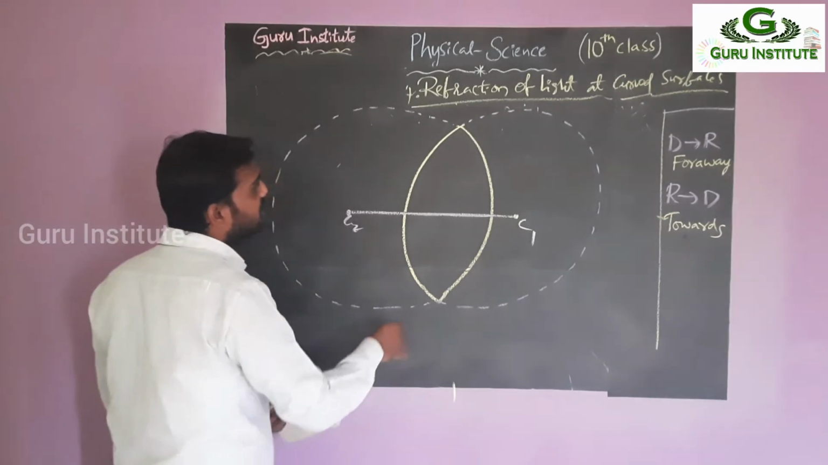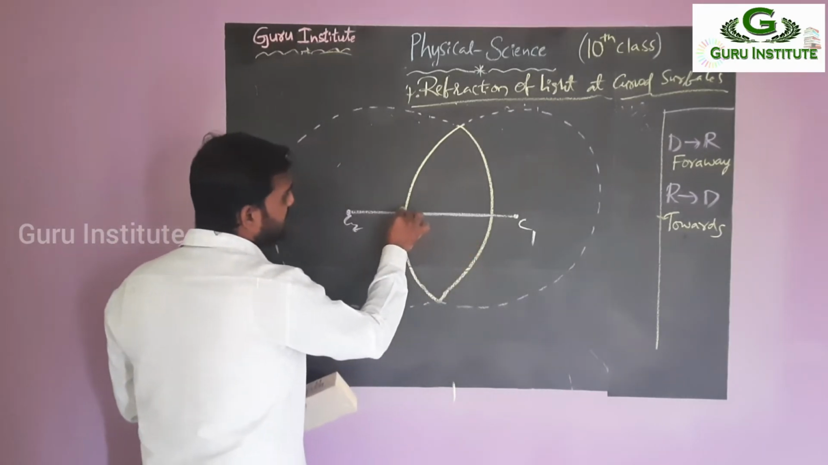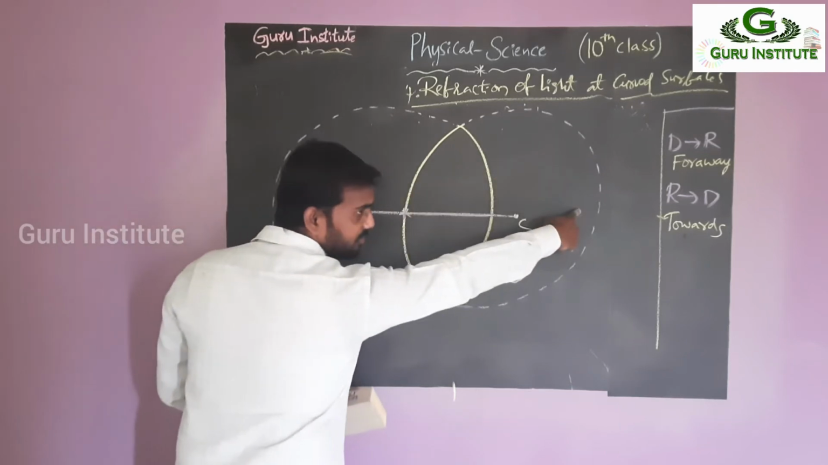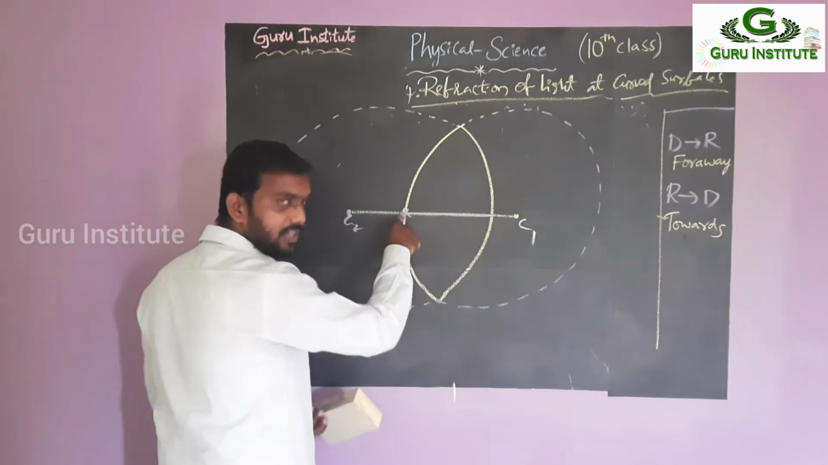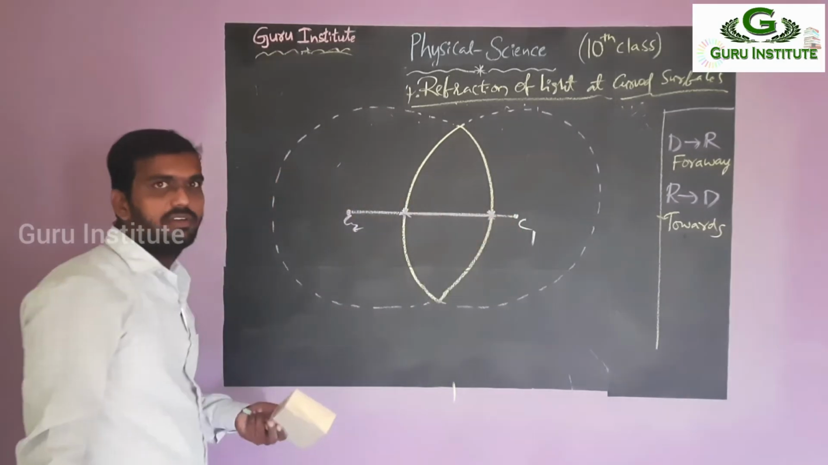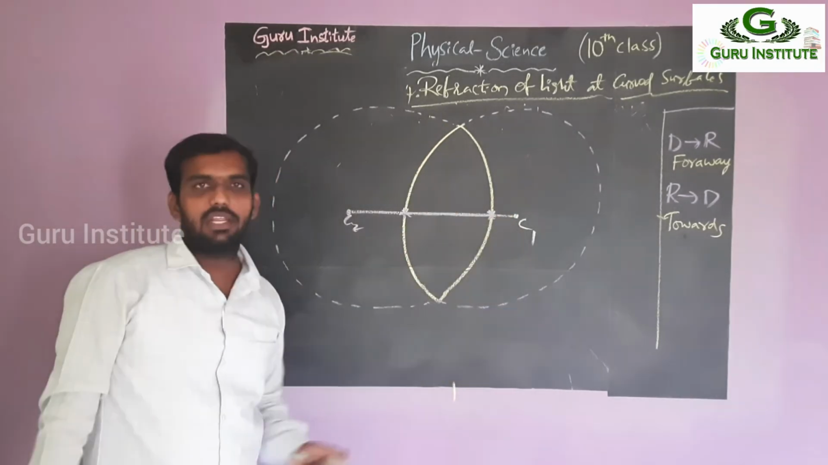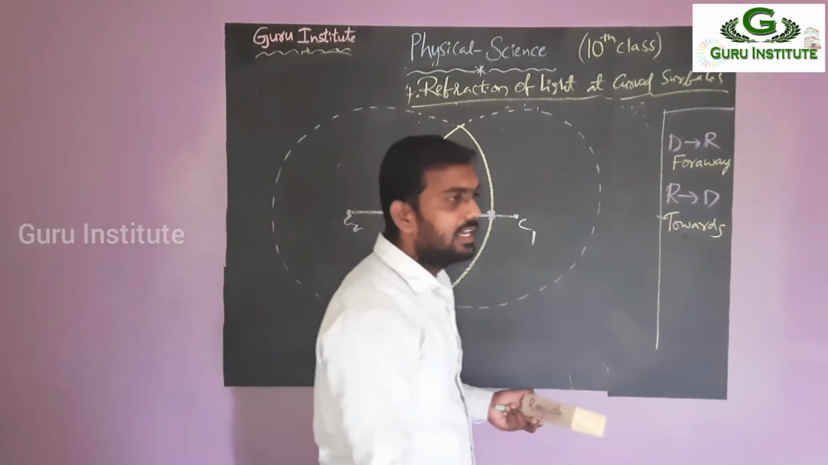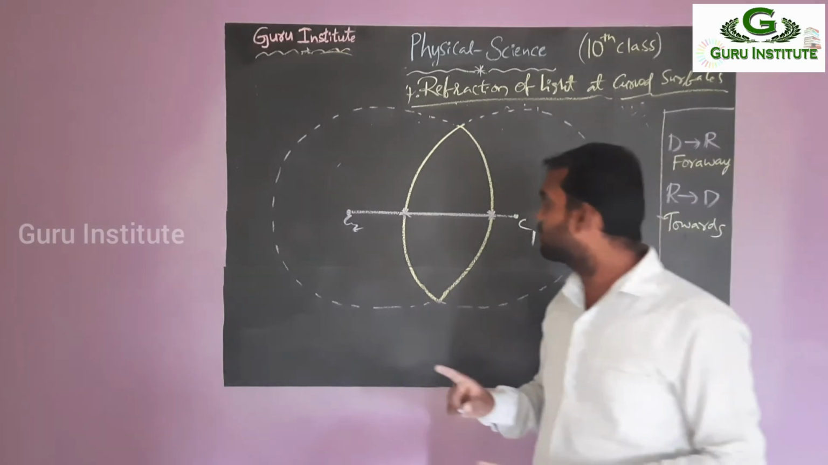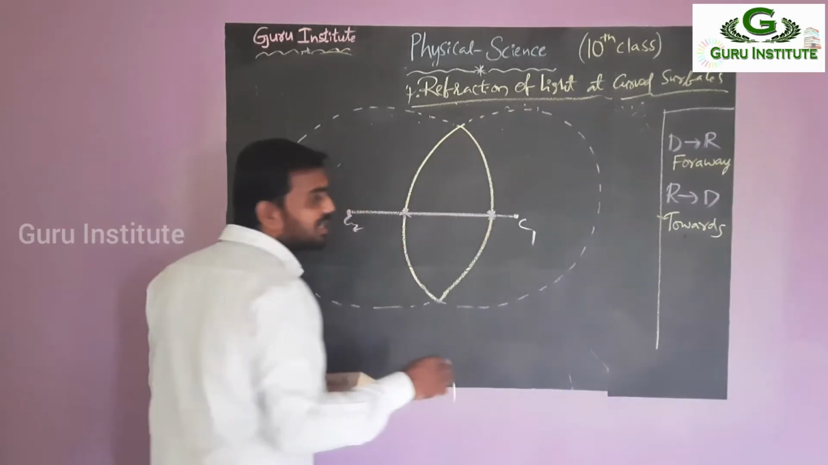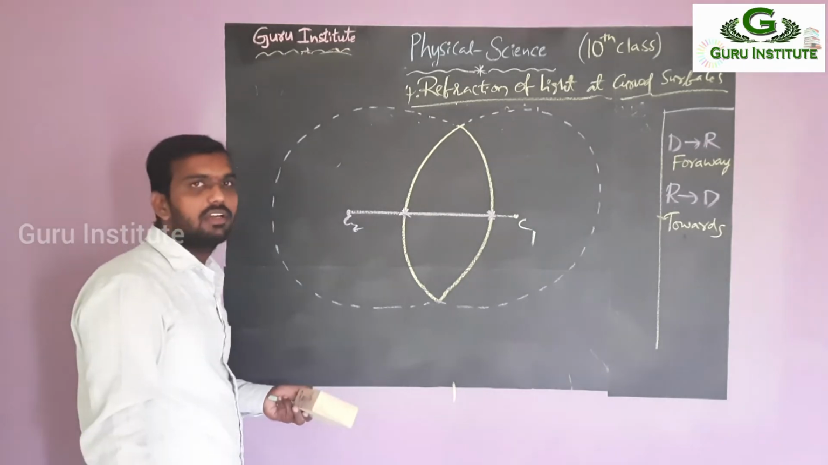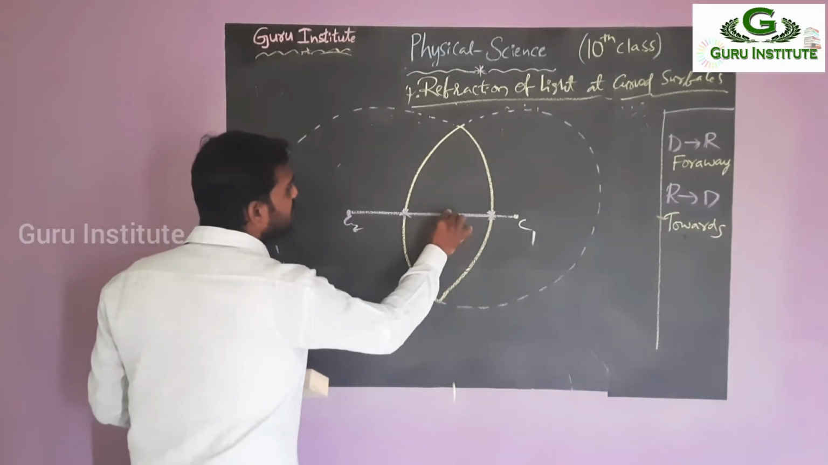Automatically, accordingly, you know that this point is the pole for the first one, and this point is the pole for the second one. But in total this is only one lens. Any one lens or any one mirror has only one pole. There are no two pole chances. So for our convenience, we are taking the middle as the pole. So this is the pole we have taken.